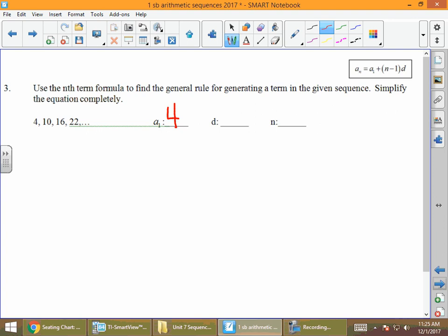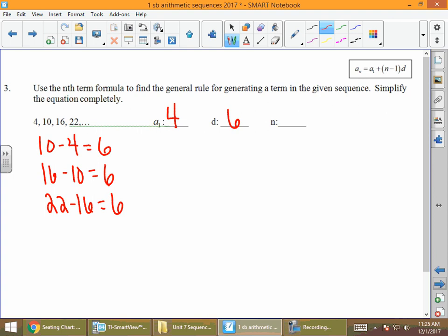The common difference, we need to figure out what that is. And again, some of you will just take out your calculator and you'll type it in. There's nothing wrong with that. But it's determined by taking 10 minus 4, which is 6. 16 minus 10, which is 6. 22 minus 16, which is 6. There's our common difference.